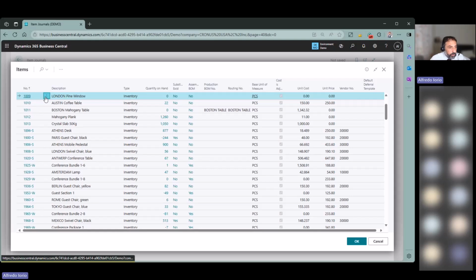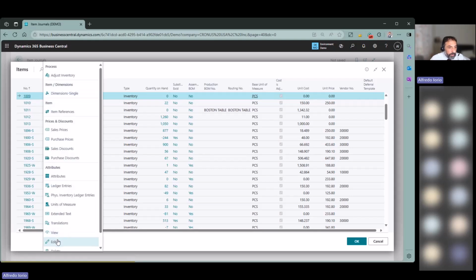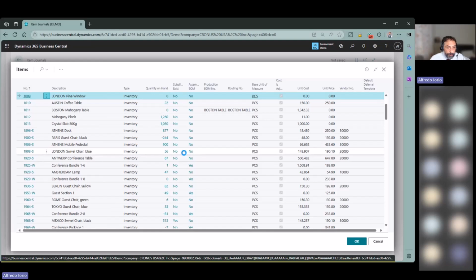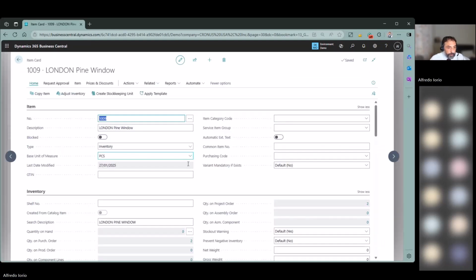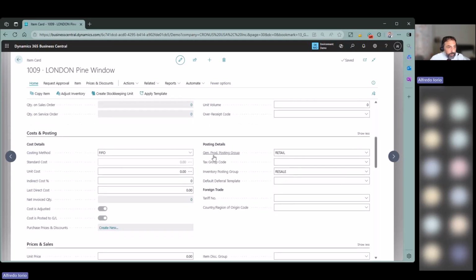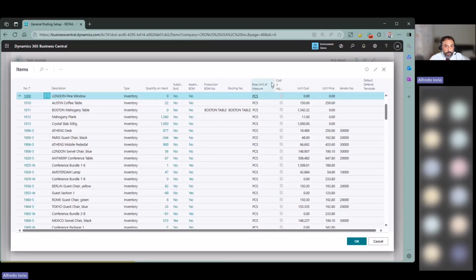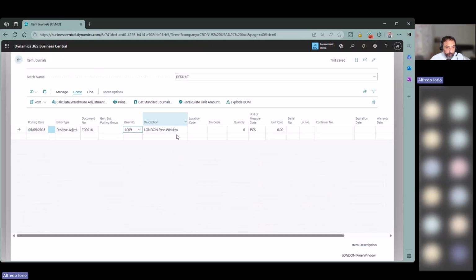Let me see if I have this one. To edit. London Pine window. There we go. Yes, London Pine window, it's retail. Okay, so retail item. I'm going to choose London Pine window, which is a retail item. I'm not going to use a location because I don't care. So I'm going to have an inventory adjustment of 20 of these Pine windows, and they cost, I don't know, $50 each.